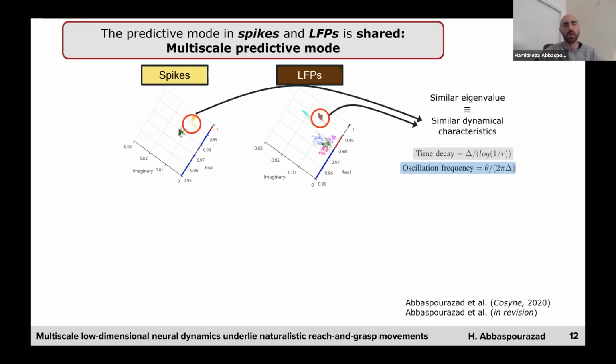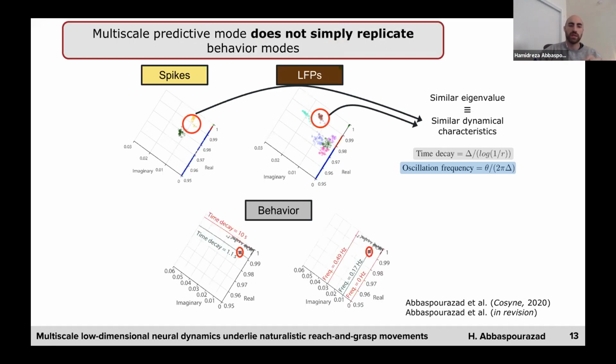Therefore, we call this predictive mode that is shared between both of the scales the multi-scale predictive mode. The first question we had was, maybe this multi-scale predictive mode is shared between spiking and LFP network activity just because they are simply replicating behavior modes. So we did the same model analysis on the behavior time series, and we observed that the behavior modes had significantly larger time decays compared to the multi-scale predictive mode, and also significantly wider frequencies. So the multi-scale predictive mode was not shared between spiking and LFP network activity just because they simply replicated the behavior mode.